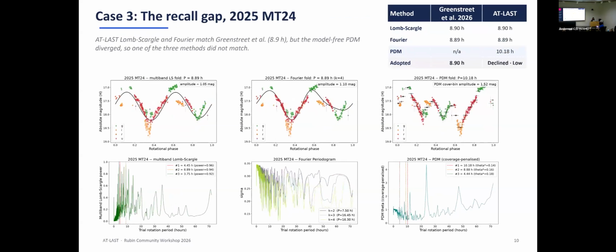Third case is if we look at the opposite direction. So my model was not able to find a unique solution. My PDM model found a different solution, and therefore my model classified it as a low reliable solution, whereas the Greenstreet model was able to find one unique solution.